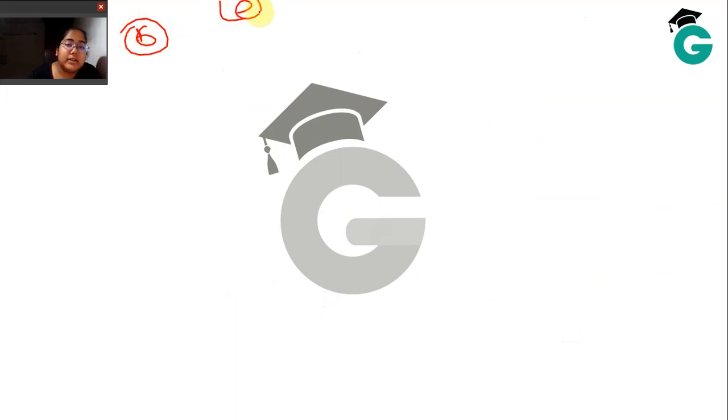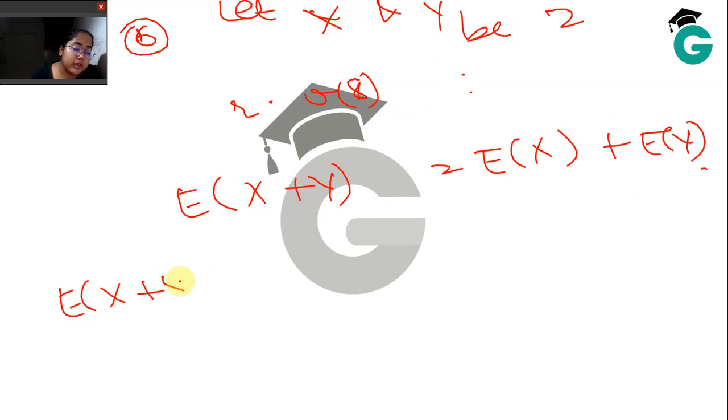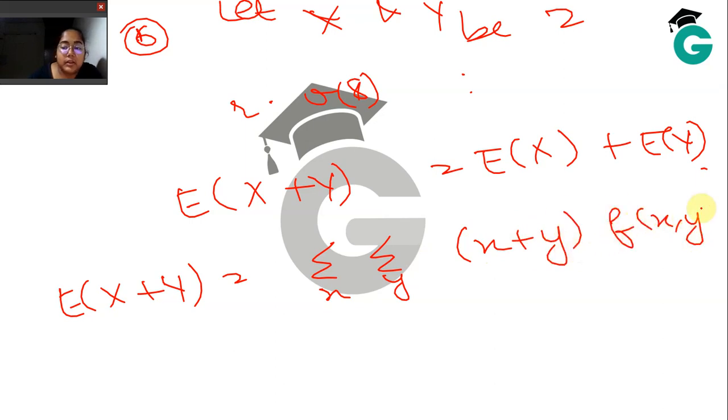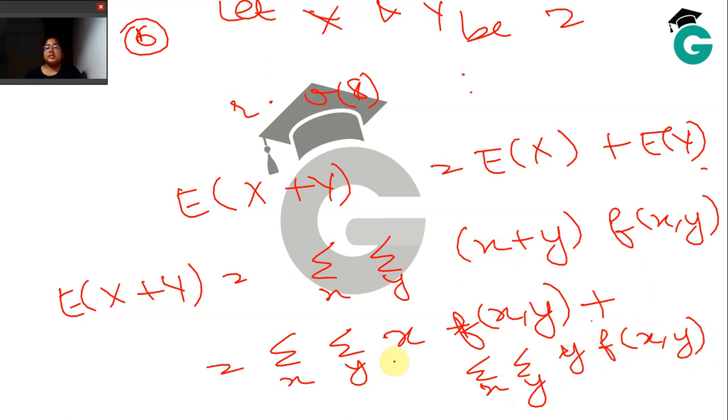The last one is saying let x and y be two random variables. Here, mind you, we are not commenting on their independence. What we are saying is that expectation of x plus y is equal to expectation of x plus expectation of y. So expectation of x plus y is going to be summation over x, summation over y, x plus y, f of x comma y, right? So that is just going to be equal to summation over x, summation over y, x into f of x comma y plus summation over x, summation over y, y into f of x comma y, right? So I've just opened this up, split it into two terms.